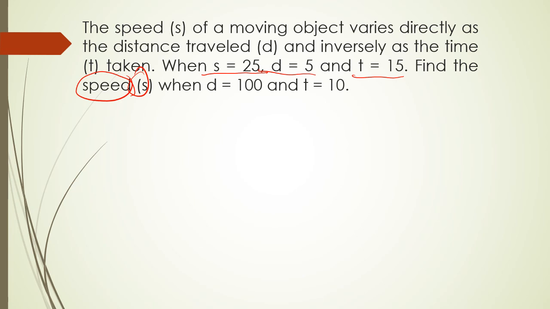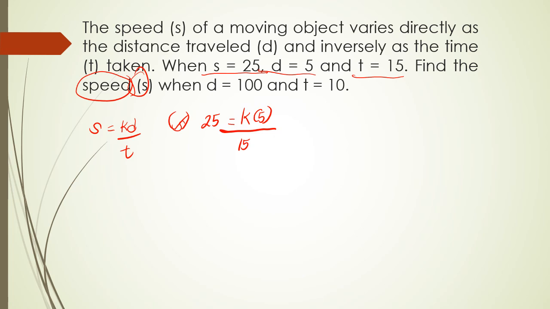So, first step is always find the equation. So, the speed S of a moving object varies directly. So, maglagay ka na agad ng K as the distance travel. So, that is direct and then merong inverse, and inversely as the time taken. So, yan ay magiging equation natin. Then, substitute S is equal to 25. So, mali ako doon. So, 25 is equal to K ang hinahanap. And then, the distance is 5 divided by 15. So, yan na yung isa-substitute natin.